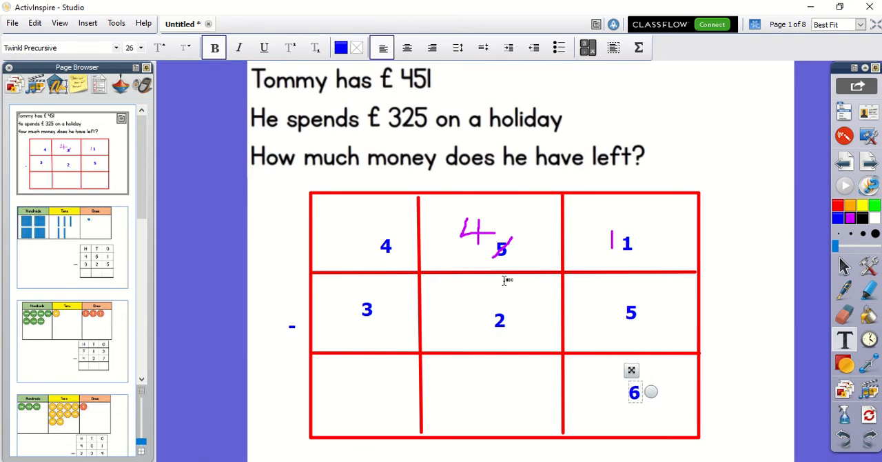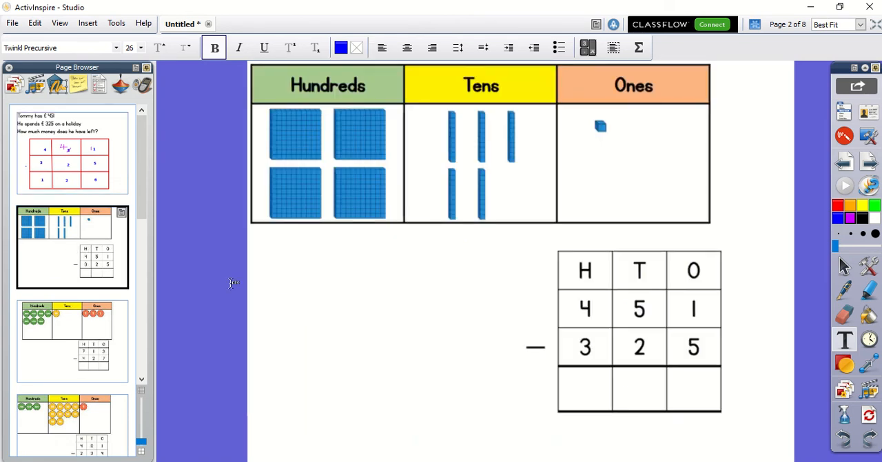Now over to my 10s, I've got 4 take away 2, which is 2, and 4 take away 3, which is 1, which gives me an answer of 126. So as you can see, by exchanging one of my 10s for some more 1s, I was able to figure that out. So, let's see if you can do it. Have a go at answering this question.